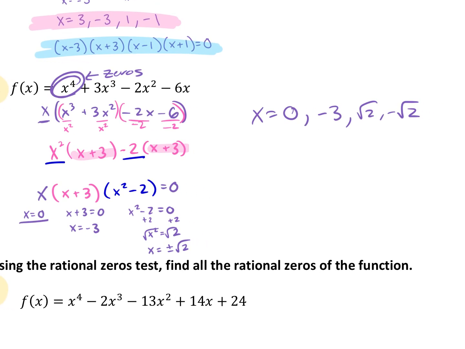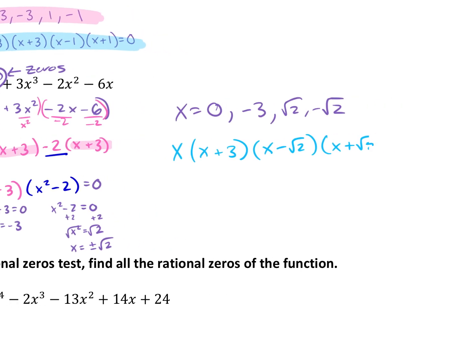So now to write my answer as my linear factors, that would be just x, because I wouldn't put x minus 0. And then I have x plus 3, because I changed the sign, x minus square root 2, and x plus square root 2 equals 0. So instead of putting x equals 0, you just put the x in the answer. Yes, because you wouldn't put x minus 0. It's just x. So these are two answers.